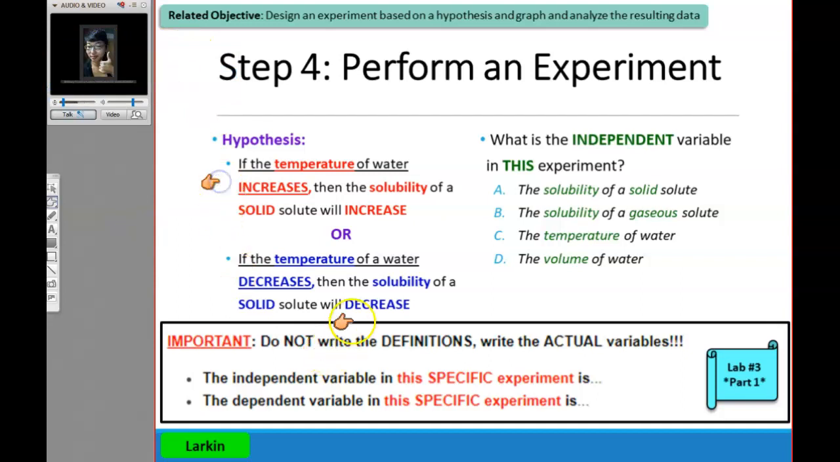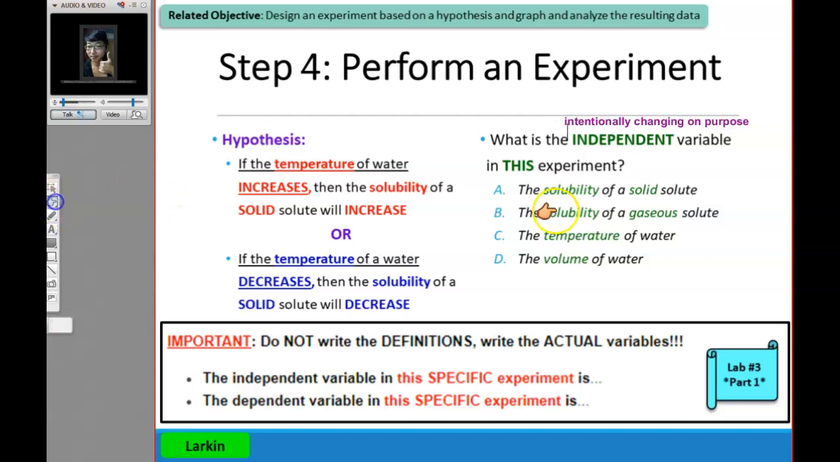So our hypothesis again is if the temperature of water increases, then solubility of a solid solute will increase, or the opposite, decreases, then solubility will decrease. Now remember, when we look for the independent variable, the best way to find this is just to look at the start of your hypothesis, which I have underlined here. So tell me, what is the independent variable? What are we intentionally changing? So intentionally changing on purpose in our experiment.